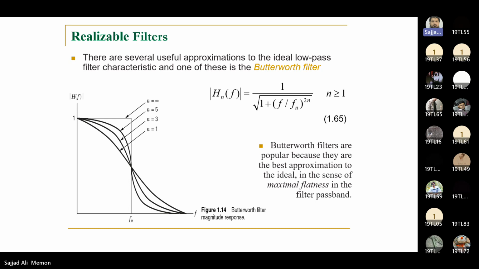That more power will increase this particular ratio, and it is in the square root, so the transfer function will have the lower values because it is in the denominator, and it will become smaller and smaller as we increase the n. These are the popular filters because they are the best approximation to the ideal in the sense of maximal flatness in the filter passband. So that is you can achieve by increasing the n, the maximal flatness in the filter band.